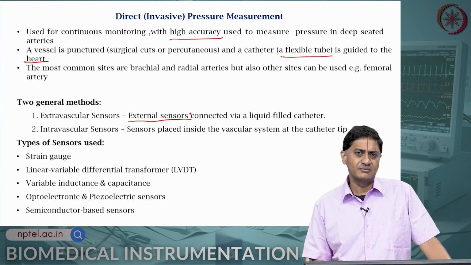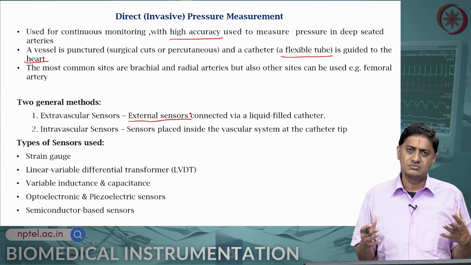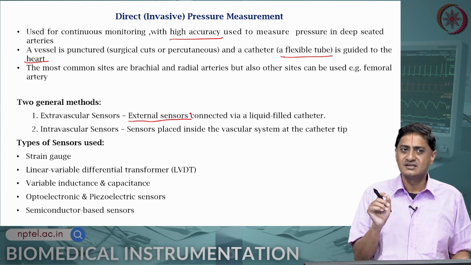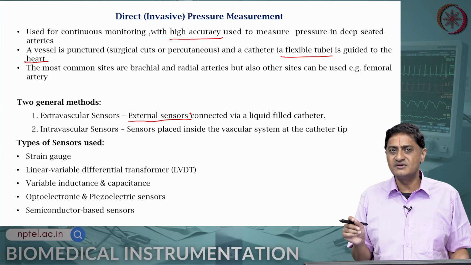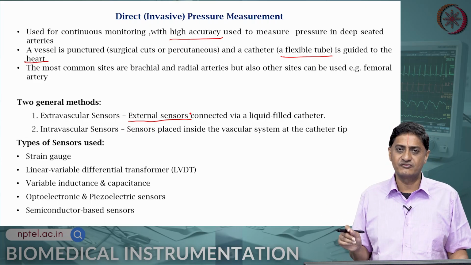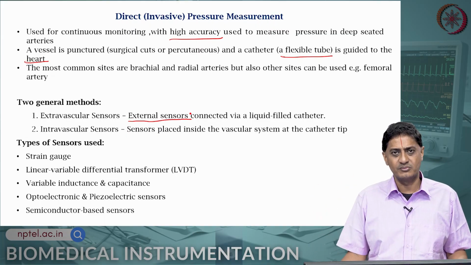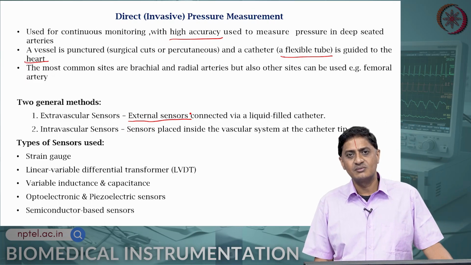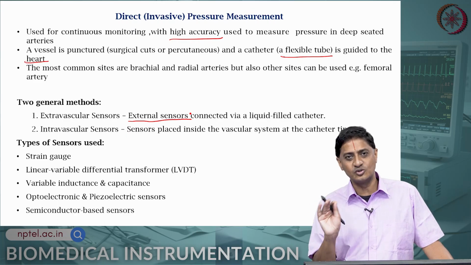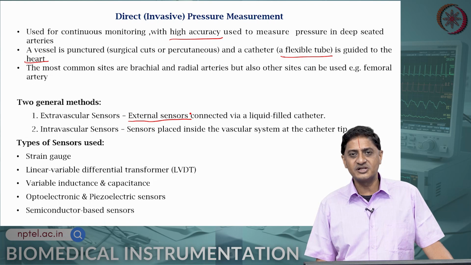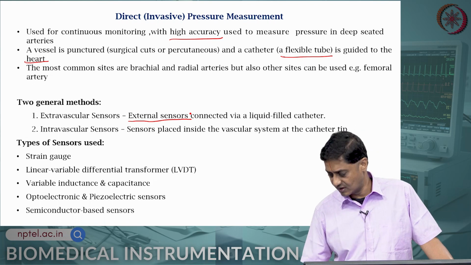So the direct method essentially involves two types. One is an intravascular system in which a catheter tip is sensorized. The other is an extravascular system in which there is a fluid filled column, a fluid filled catheter whose level is going to change depending on the pressure that is going to be applied. Both have their own advantages and disadvantages. Both have the disadvantage that they require a catheter to be inserted. So any risk that comes with the puncturing of the body comes with this case also.